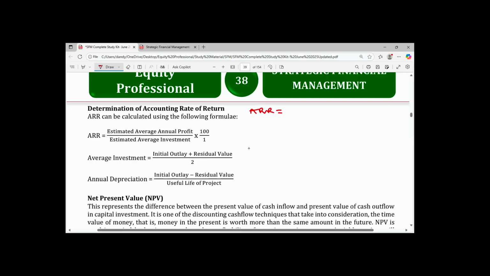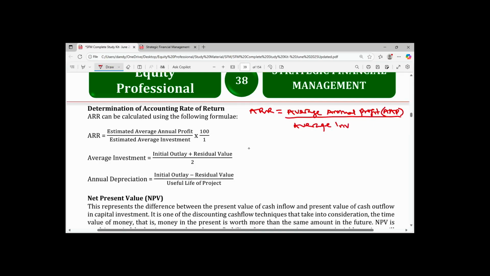So, like I said, to calculate the accounting rate of return, it is simply average annual profits, AAP, over average investments.